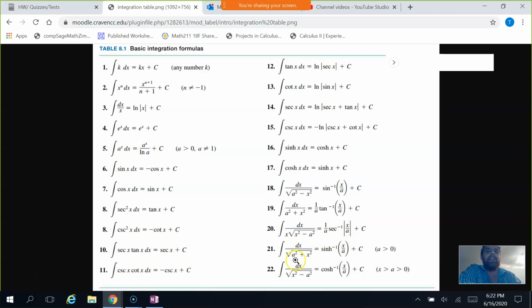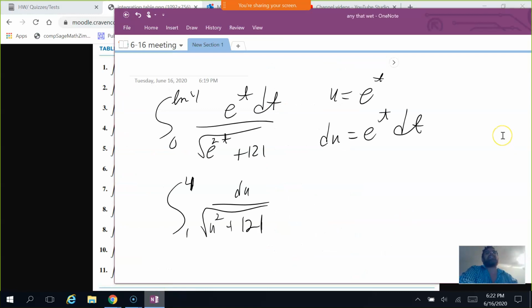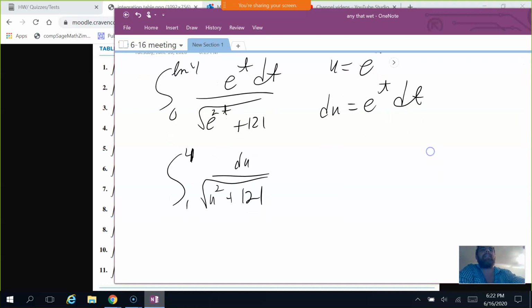It's number 21. The 1 over square root of something squared plus something squared, and we get this hyperbolic sine inverse. It does actually work, so if you type this into the homework, it will count it right. But of course, hyperbolic sines and hyperbolic cosines is not something that I would ever expect you guys to deal with. So let's do it the other way. If you see that it's not on the table, or if you don't want to deal with hyperbolic stuff, that's when we're going to do a trig substitution. If I could spell substitution right.